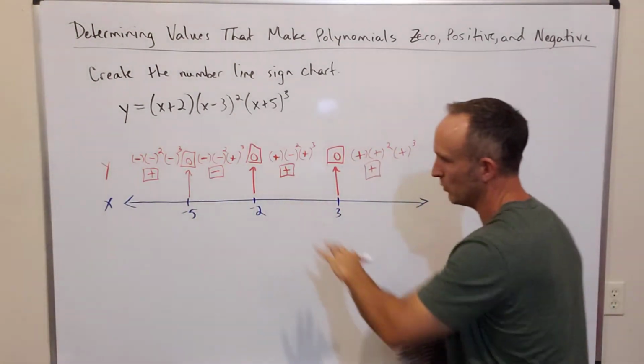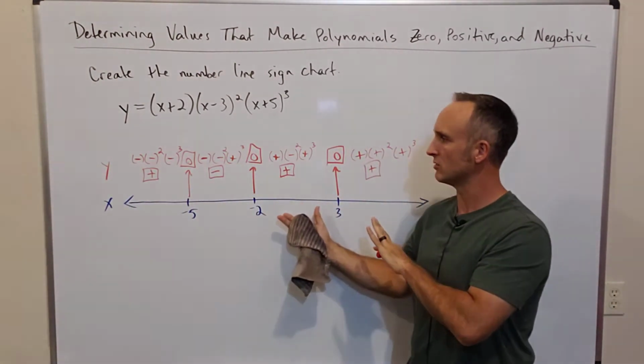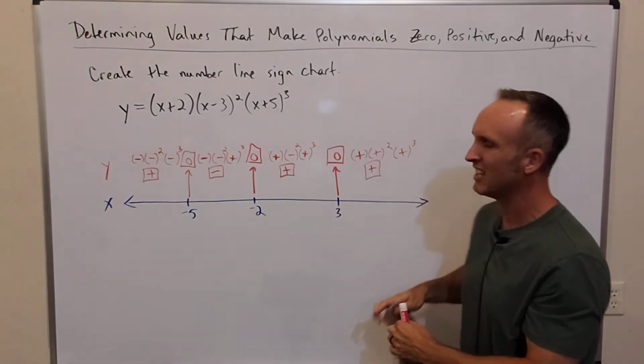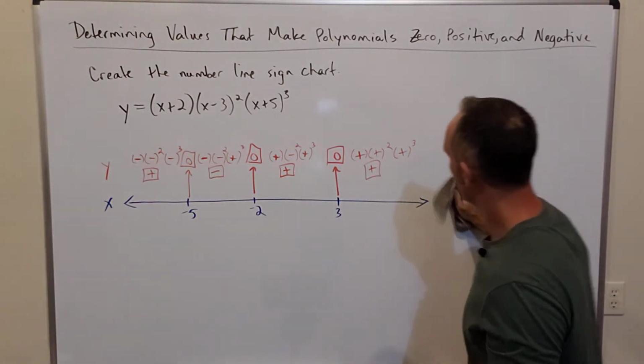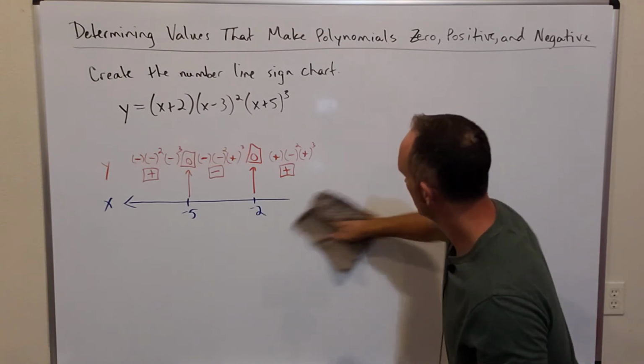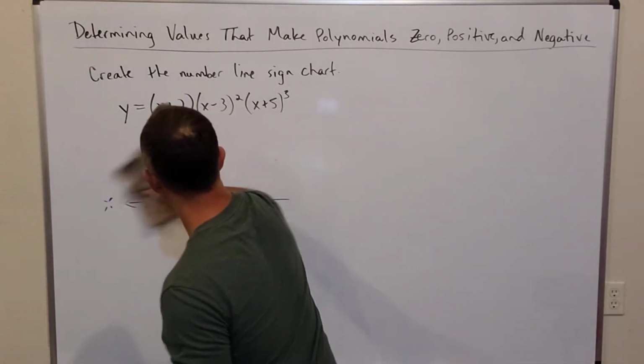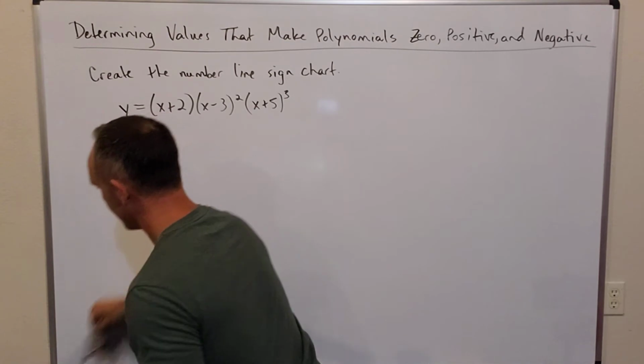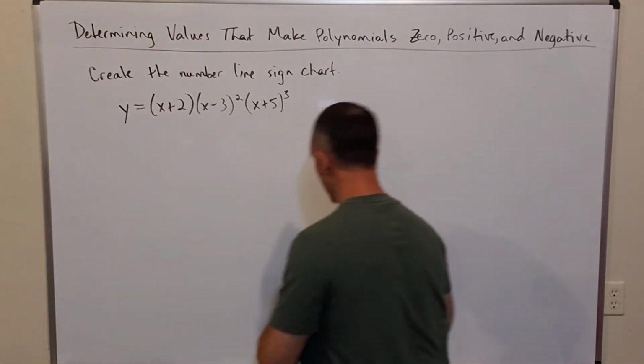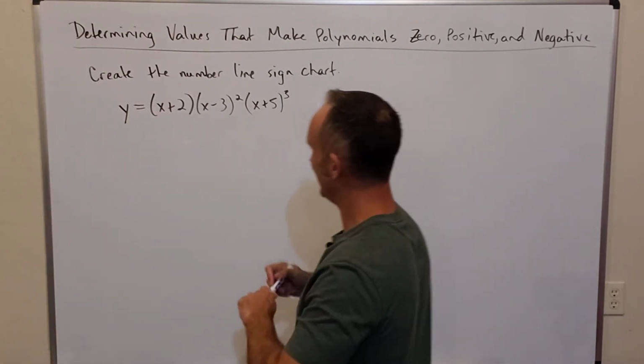That's what we're going to utilize to help us do this problem again in a much faster way. This totally works. Hopefully it makes perfect sense. It's really clear what's going on here to get these signs. It's just kind of slow. So let's look at a faster way to do this, using those multiplicities now. All right, so let's set up our number line chart again.